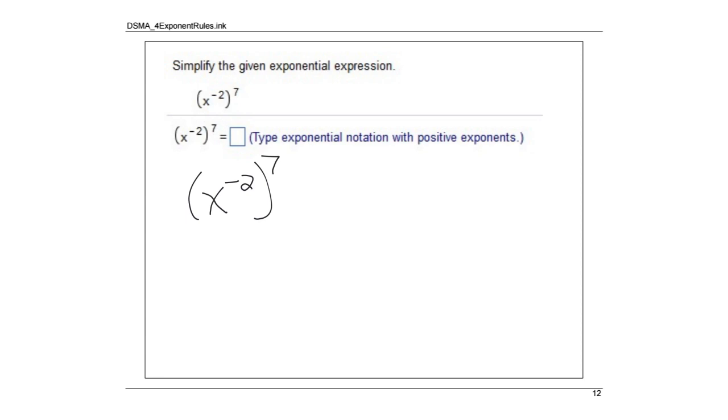We could go ahead and take care of the negative exponent and move it, or we can use power rule first. So that's what I'm going to do. I'm going to use power rule. Power rule tells me that if I raise a power to a power, I multiply. So this tells me I need -2 times 7. That gives me x to the -14 power.